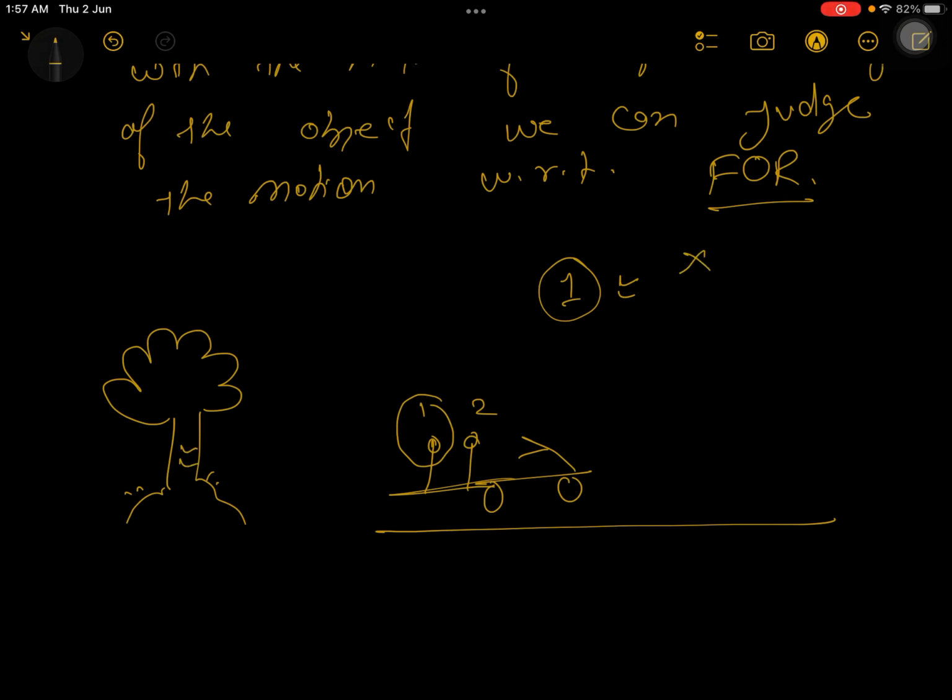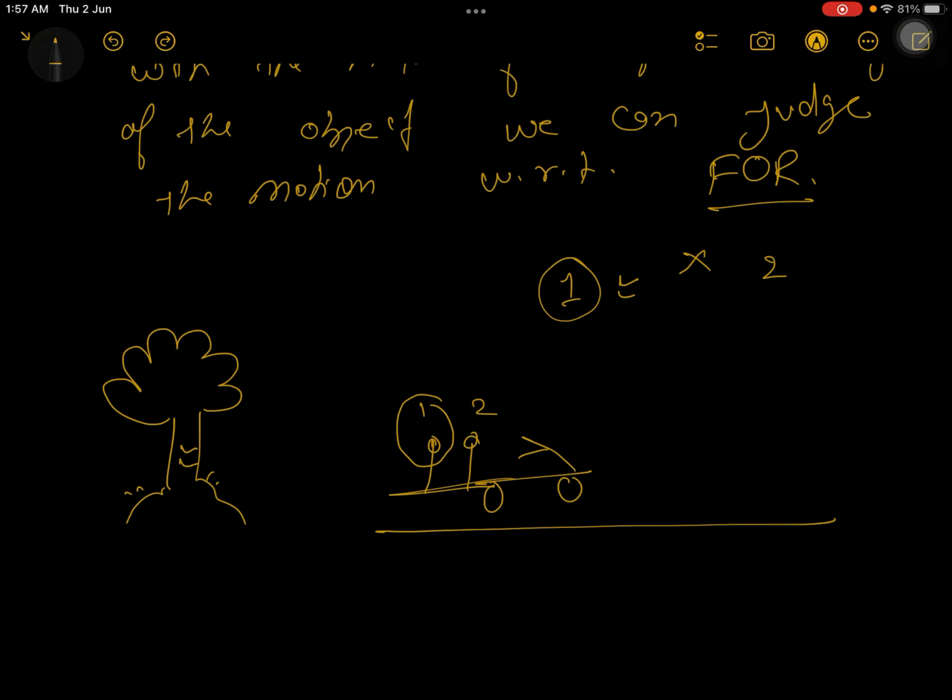Student 1 is not in motion with respect to student 2. Why? Because student 1 is not changing its position with respect to student 2. Every time they are at the same position. I mean equation 1, equation 2. See, both together they are changing the position, but with respect to each other they are not changing the position.